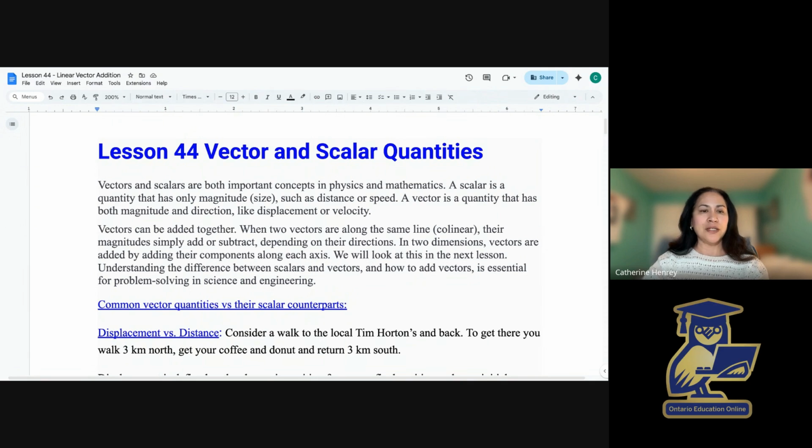Hi everyone, welcome to lesson 44 of our trigonometry unit. Today we're going to take a look at the difference between vector and scalar quantities.